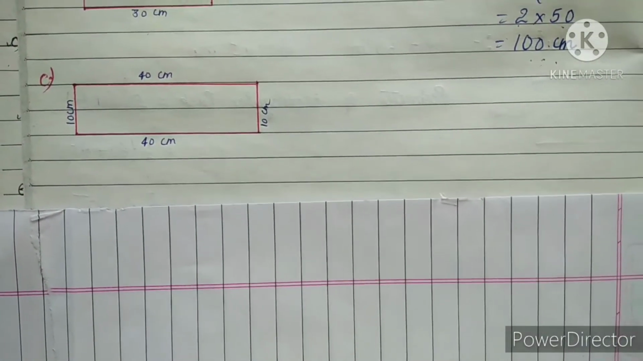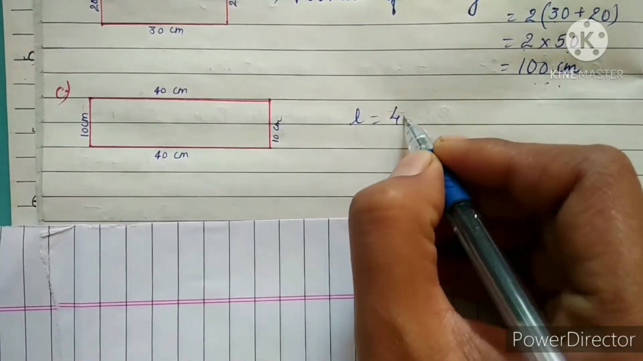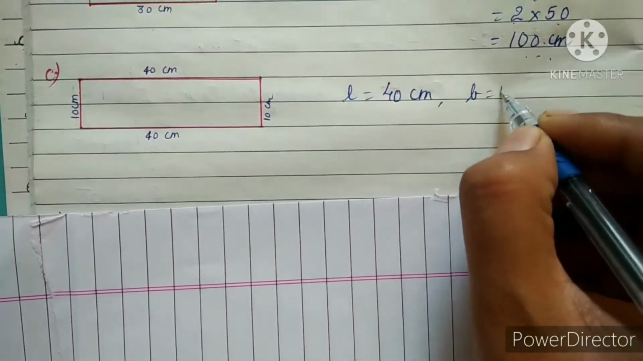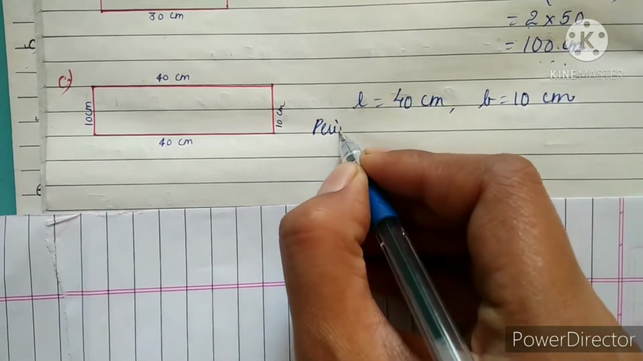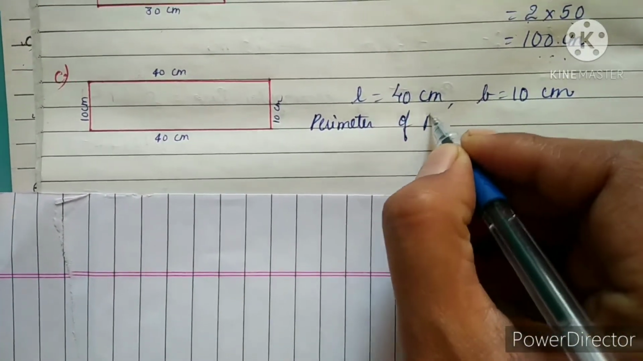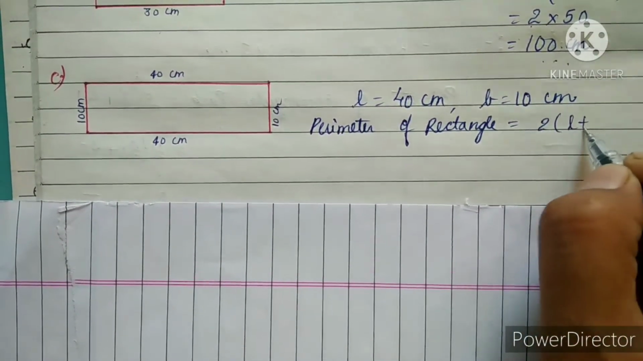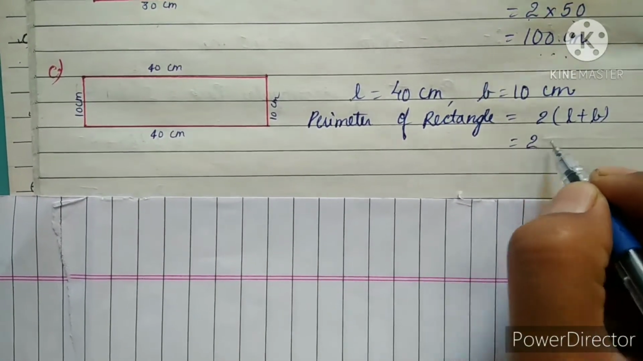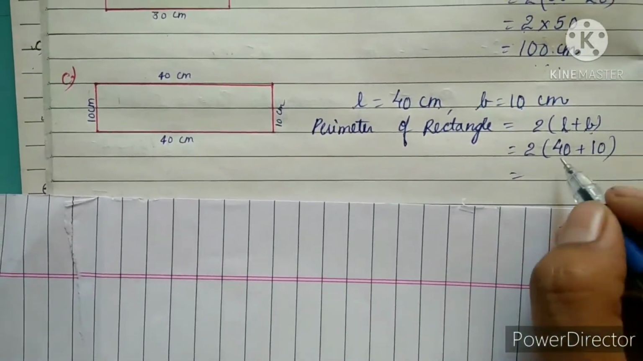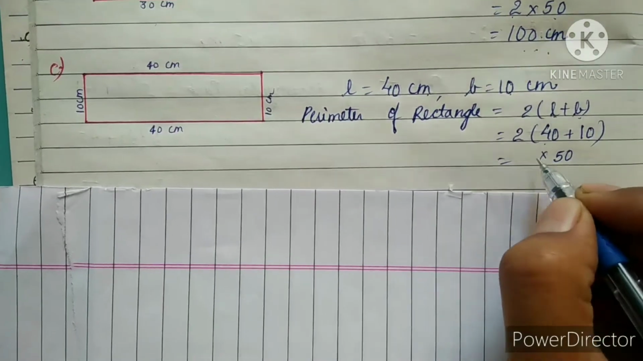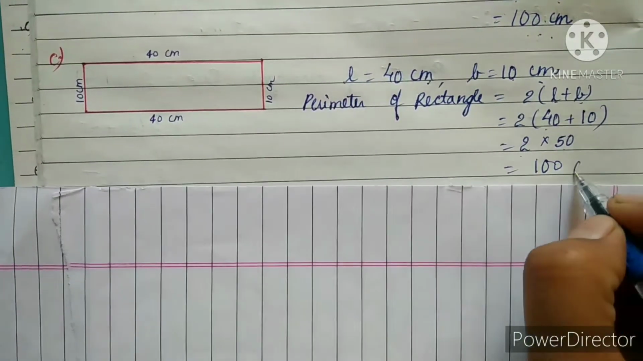Now the third one is a rectangle-shaped figure whose length is 40 centimeter and breadth is 10 centimeter. Again we will apply the same formula of perimeter of a rectangle, which is equal to 2 into length plus breadth. So 2, length is 40 and the breadth is 10. So 40 plus 10 is 50. This 50 will multiply by 2. So 2 into 50 is 100 and the unit will be centimeter.